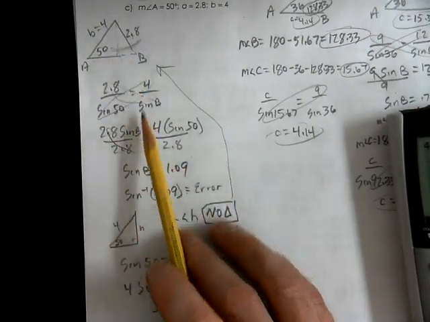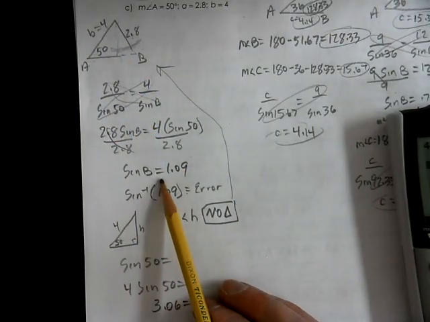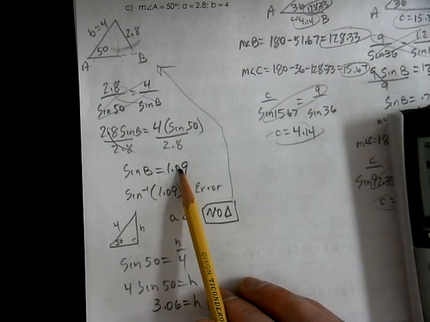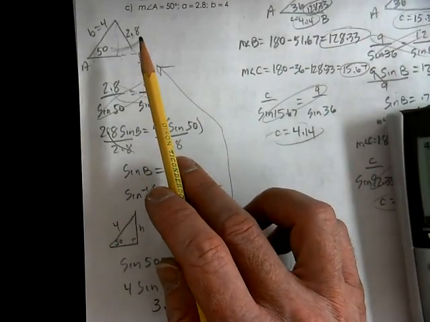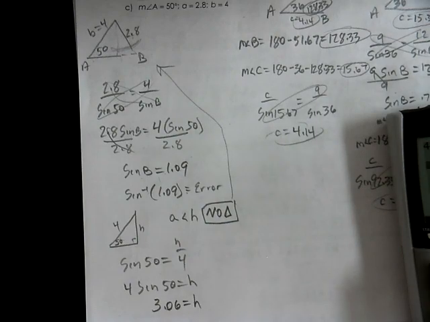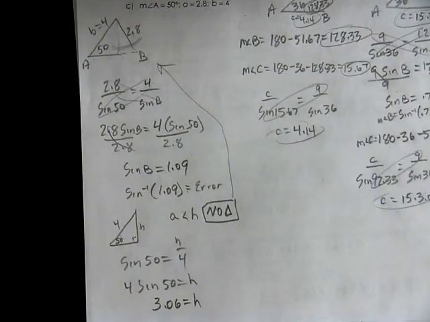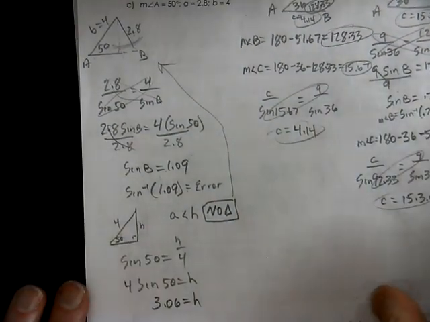So you can do this just with law of sines. Determine it because you're getting a sine greater than 1. Or you could look at the height and say, hey, my height is too long. That means my other side doesn't reach. Hope that went well for you.